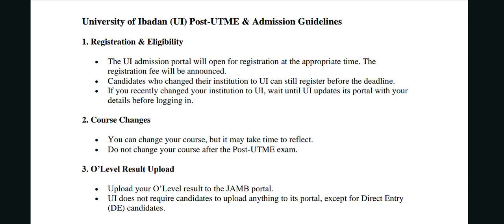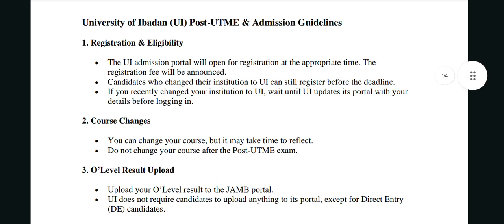To let you know how transparent the admission process is, and how straightforward and merit-based it is, you can watch the explanation of cutoff marks. Now, registration and eligibility.